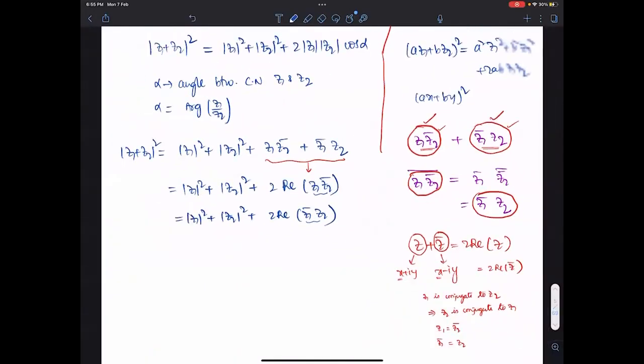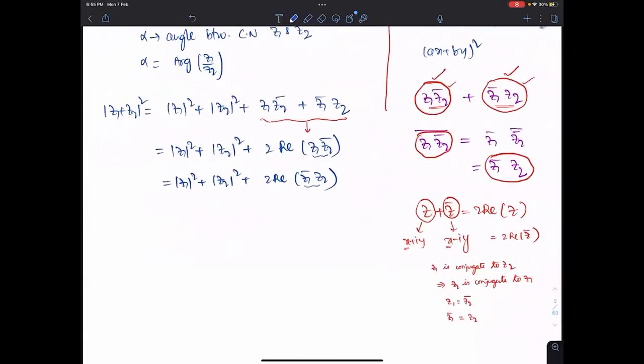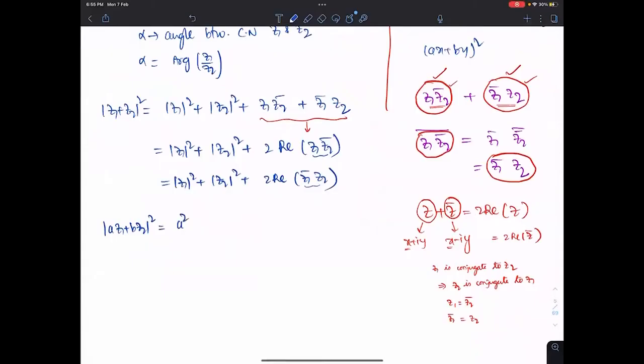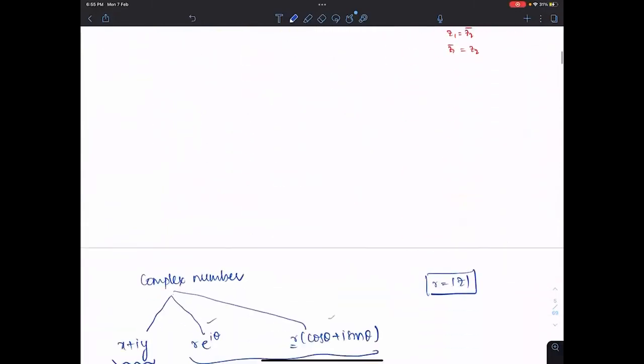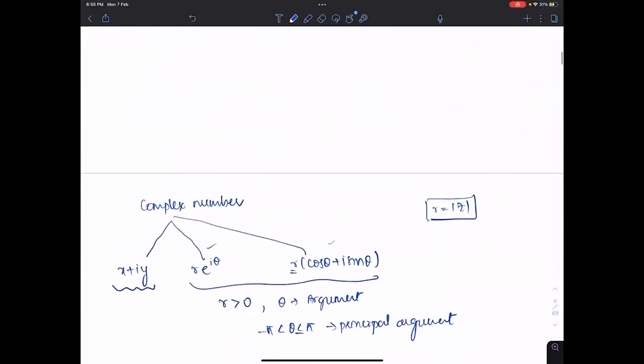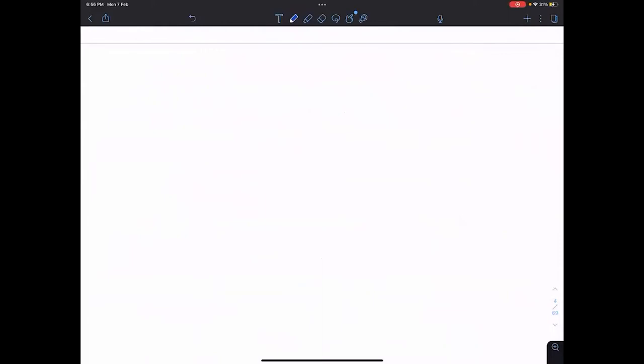Now if you have mod of AZ1 plus BZ2 whole square, then same thing, just like you do AX plus BY whole square: A square mod Z1 square plus B square mod Z2 square plus 2AB times real part of Z1 bar Z2, or you can write plus 2AB times real part of Z1 Z2 bar. First complex number, second one conjugate. Everything else will be same. So this is one formula which is very important, but students tend to forget. The other application which is very important is this. We'll see that application in some questions also.